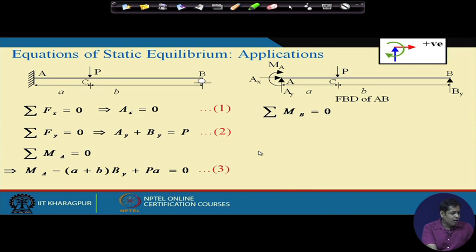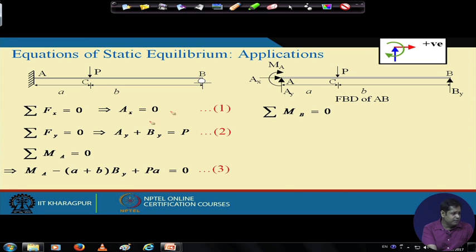Now, you see how many unknowns you have here. AX is equal to 0 anyway, it is determined, so we do not need to determine AX once again. AY is unknown, then BY is unknown, and then MA is unknown. So we have 3 unknowns. Now, how many equations do we have? Equation 1 we do not consider because it directly gives you horizontal force equal to 0. Now, we only have equation 2 and equation 3. So you see the number of equations is less as compared to the number of unknowns.